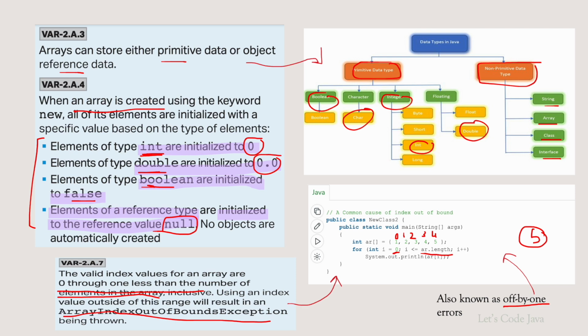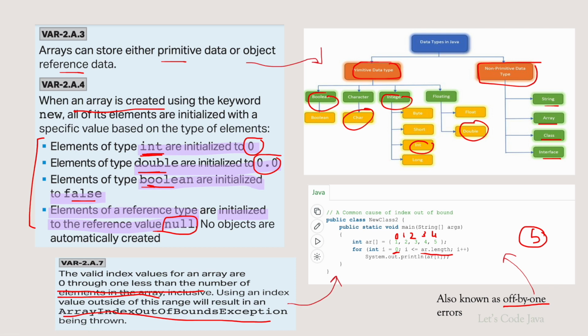And so again, like I mentioned earlier, arrays can store either primitive data or object reference data. And so just to refresh your brain if you have forgotten, primitive data types would be your boolean, char, int, and double. And non-primitive data types would be your string, array, notice that array comes under non-primitive data type because it's an object class, and then interface.